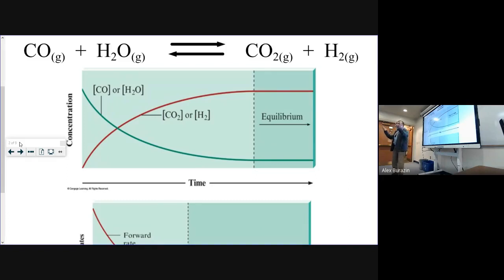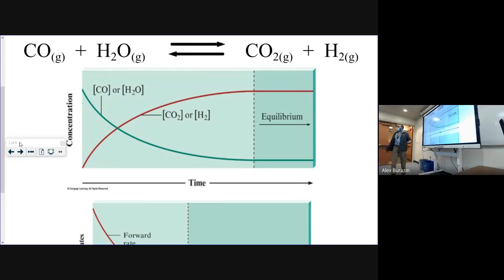Not the same amount of stuff, right? I could have drastically different quantities on either side. Equilibrium is when the rate of the forward and the rate of the reverse are the same. Meaning, however fast I'm producing the products, I am equally fast producing the reactants. All right, so here we go.